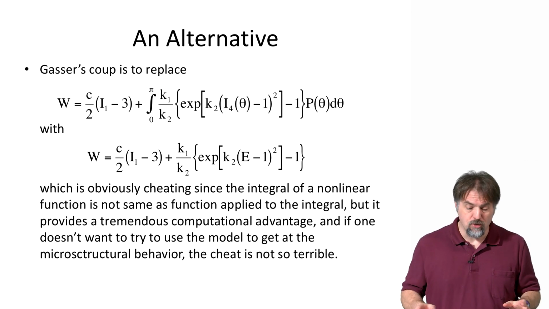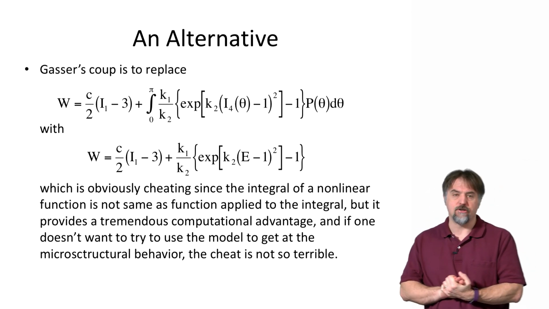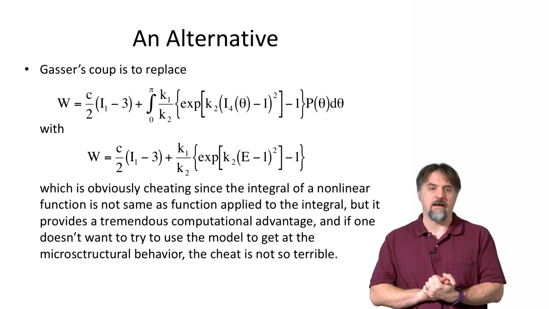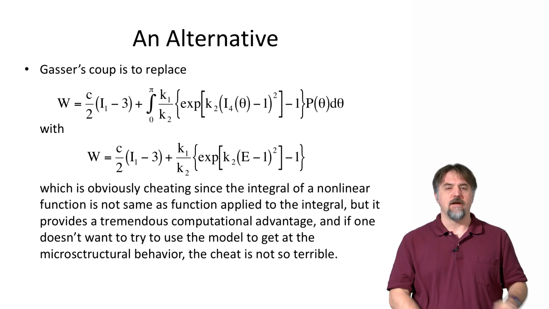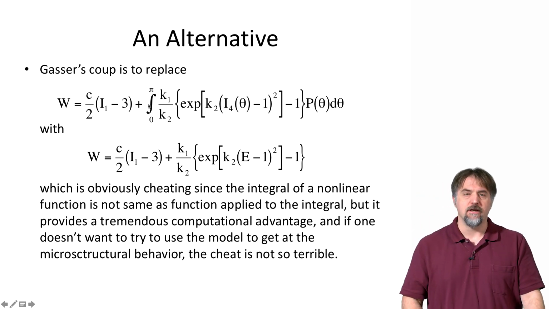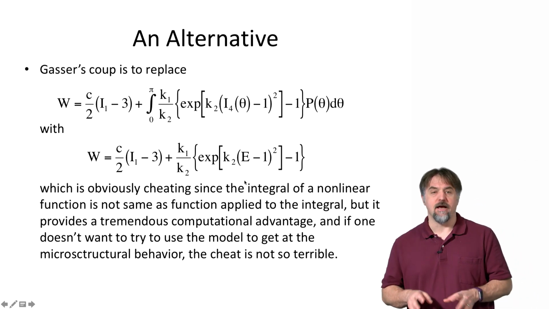And this is their real coup. And this is actually my last slide. This is a relatively short lecture, but it's very dense. It's a lot of things to think about. Was to say, well, this is what I want, the integral of the exponential of I4 weighted by P of theta. Instead, I'm going to take the exponential of the weighted I4 integral, which he called E, and I'm going to use that instead.